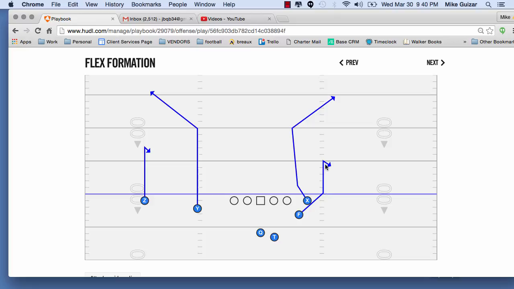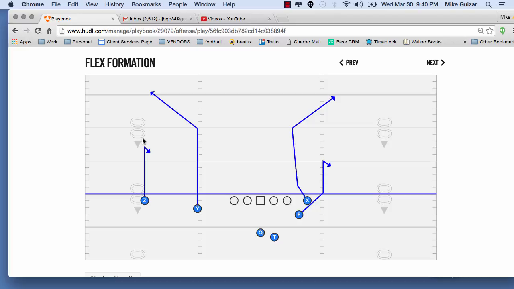If X ran the hitch, it would be really narrow, so you wouldn't really put that corner in conflict. What I mean by that is, the point of the smash concept is you have a Z coming back to the football and a Y going deep over the top. There will be a defender over the Z.